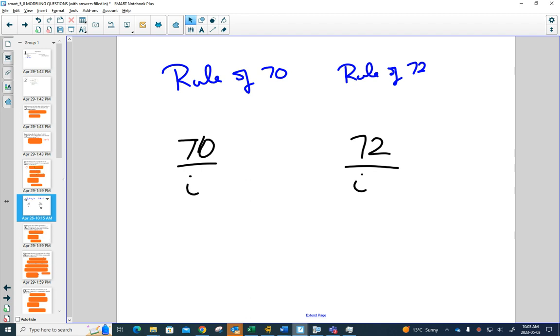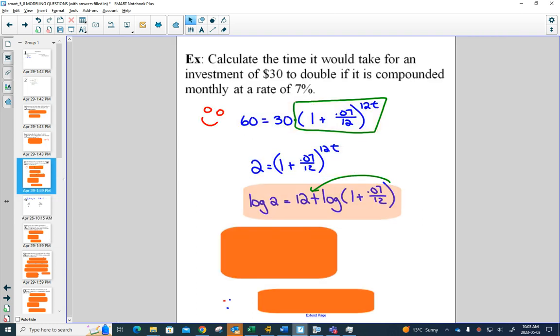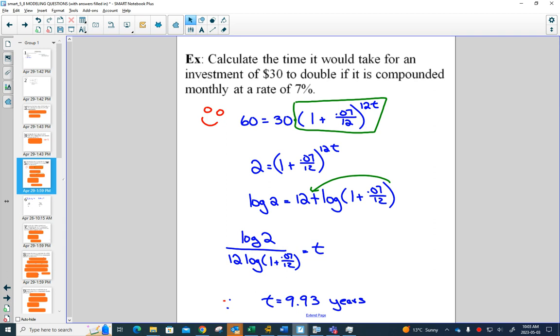So the rule of 70 and rule of 72 is a very quick way to estimate how long something's going to take to double if it's compound interest. And look how much less work that is than this, right? It's a very quick way to find out how long it takes to double.